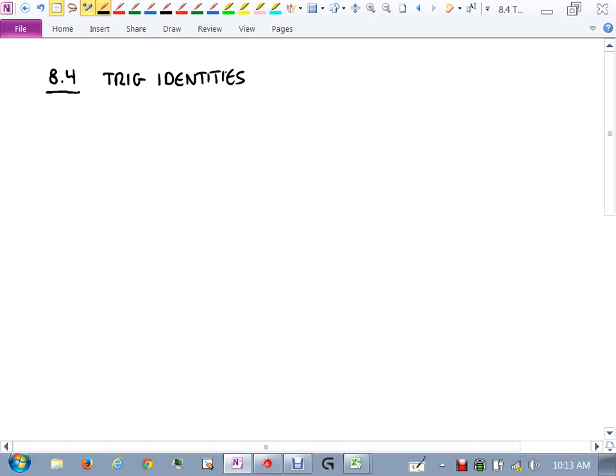So before we get into the actual identities, I want to show you some identities, some things we have not seen. They are on your formula sheet. You're free to use these all the time. These are called the even and odd identities. 8.4.1.